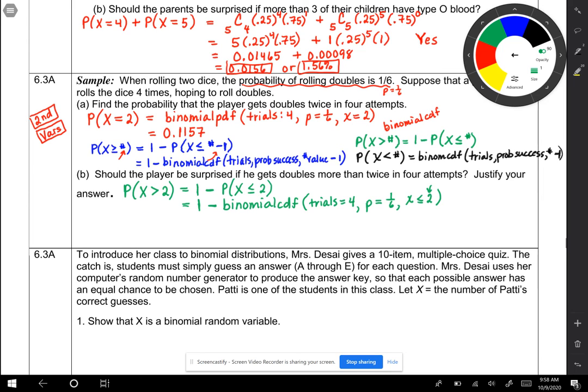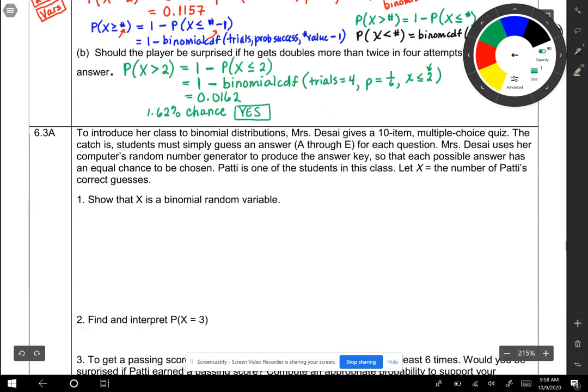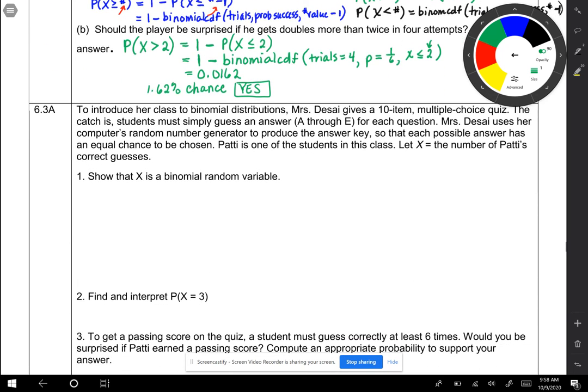Okay, but that's what it is. And it'll give you the answer, and the answer is 0.0162. And so there's a 1.62% chance. And so you should be surprised because, again, very small. Right. Let's do our last example.